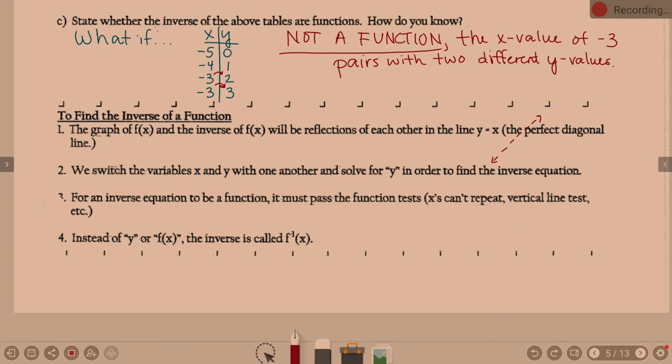Now, when we actually go to find an inverse, we are going to switch the variables x and y with one another. So we're going to take x and replace it with y, and take y and replace it with x. And then, like any typical equation, we're going to solve for y. So our goal is going to be to get it in that y equals form.